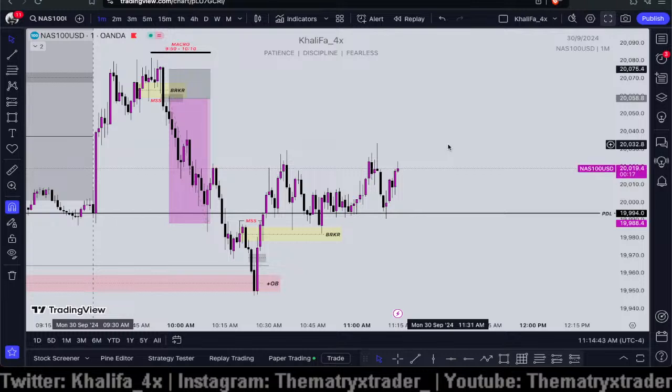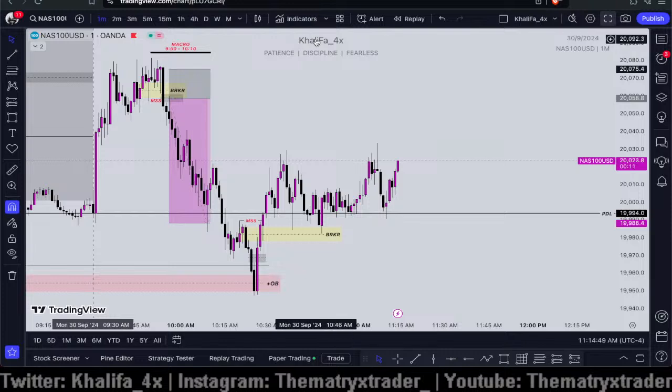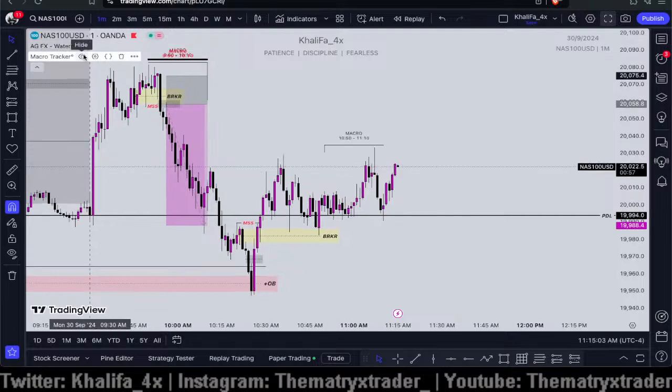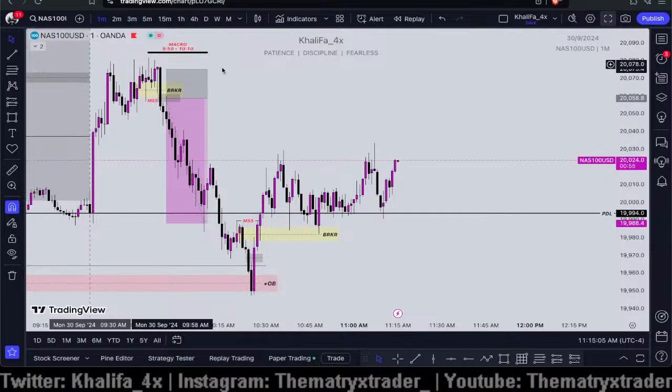Which indicator are you asking me about, bro? I only have this one to mark out my things, and I have the macros indicator, this one. I don't have any percent indicator.